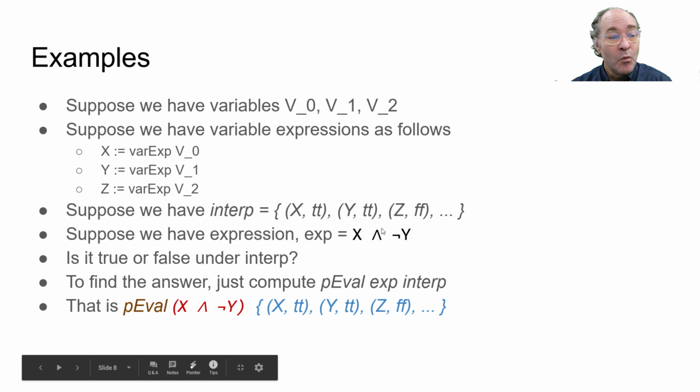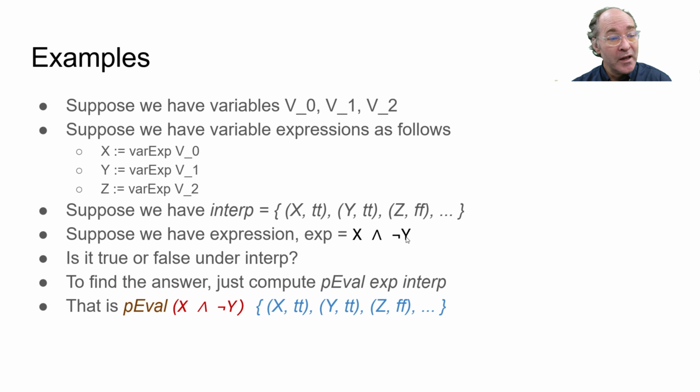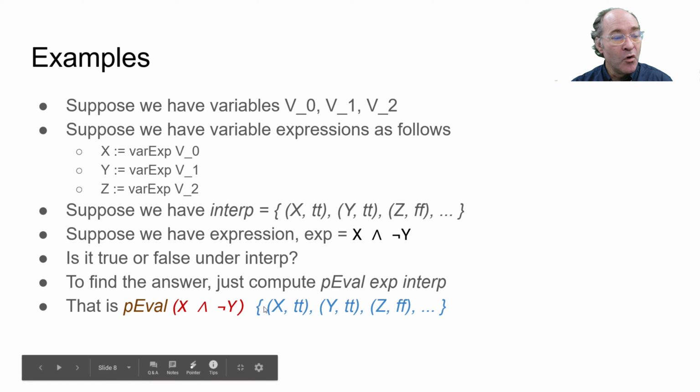Now, evaluating not y involves recursively evaluating y, which is var x v1, and v1 under the variable interpretation also maps to true. The not connective maps to b not. So this whole thing evaluates to b not true, which is false, or FF in Lean. So we now have b and true, false, which is false. So this whole thing ought to evaluate to false if I've got everything right here. You can double check me, okay?